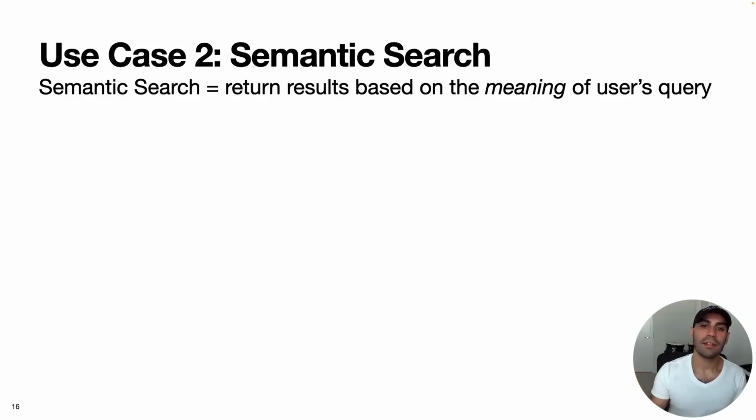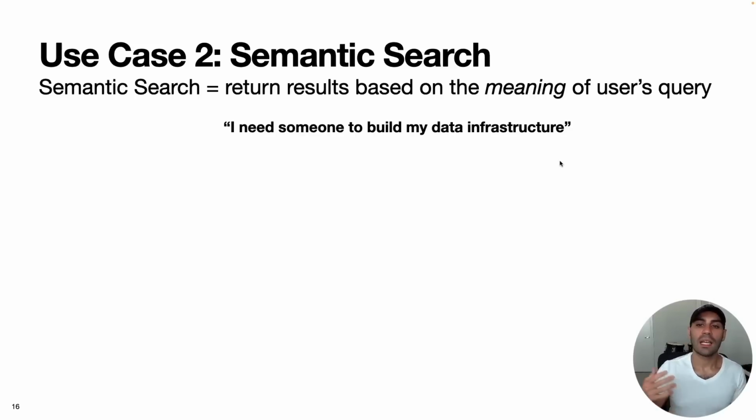Moving on to the second use case of semantic search. The big idea here is that semantic search returns results based on the meaning of a user's query, in contrast to keyword search, which looks to match specific words or phrases in the query to a set of search documents or web pages.